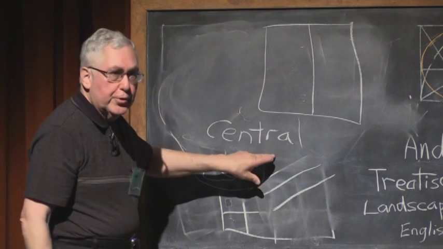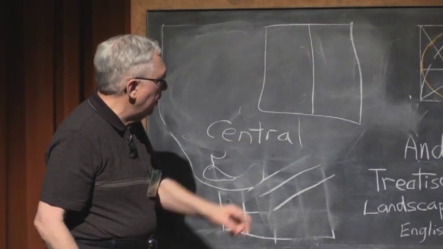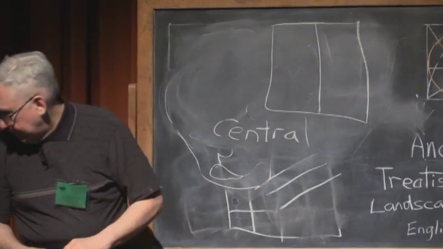The first is the central vertical. It goes through the middle of your rectangle, however it is.